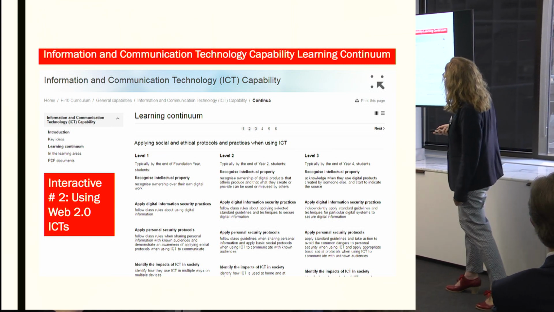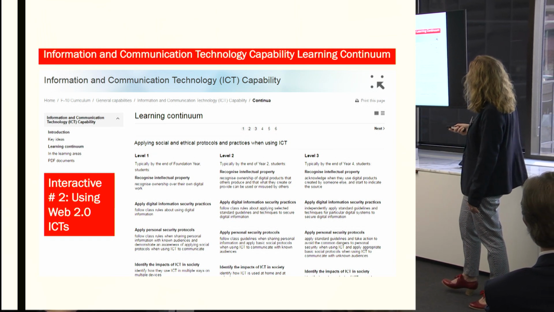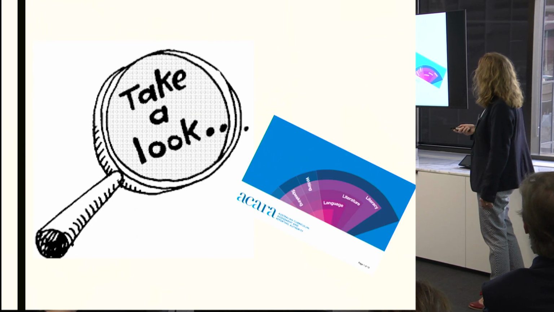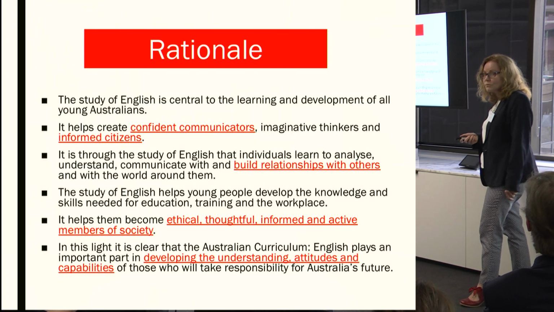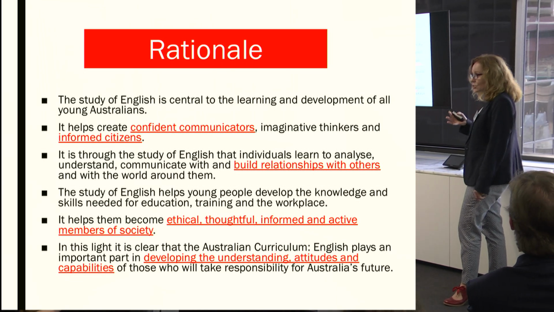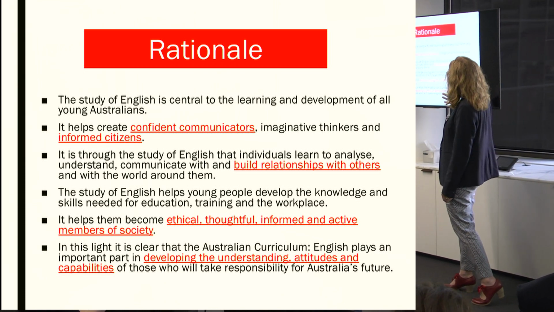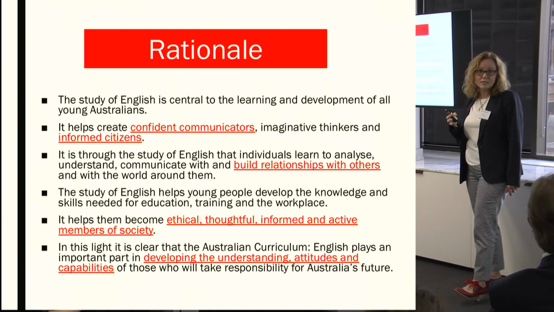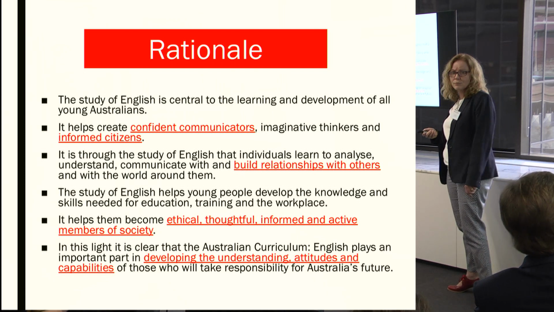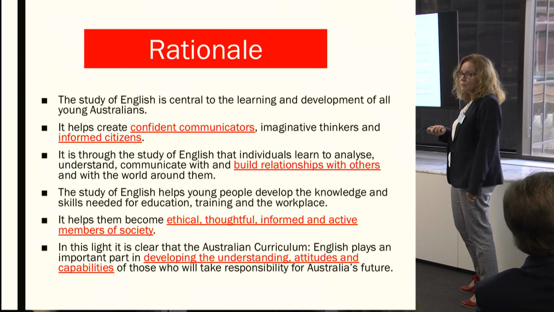And I'm drawing here on the Information and Communication Technology Capability Learning Continuum. I won't read what's there, that was just a screen grab. But it's also very useful to look at the Australian Curriculum English, which has some really useful statements in its rationale that indicate to us why we teach English language arts to young children. We teach English language arts so we can produce them as confident communicators and informed citizens. We teach English language arts so that they can build relationships with others, so that they become ethical, thoughtful, informed and active members of society.